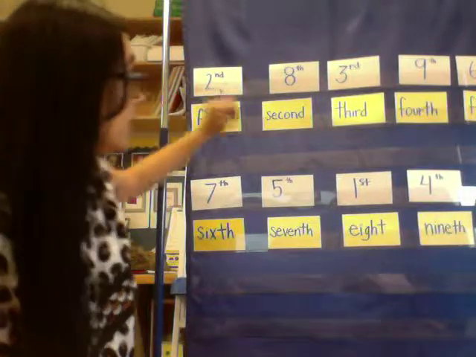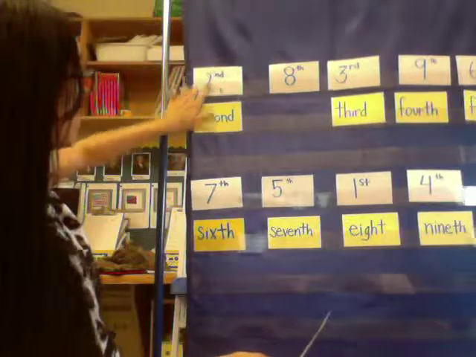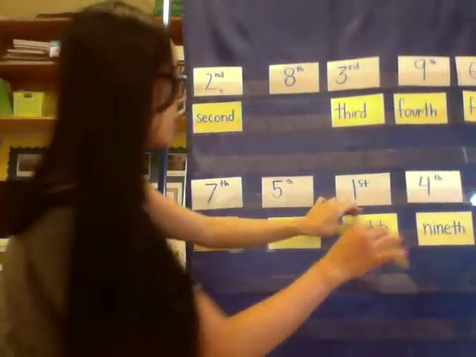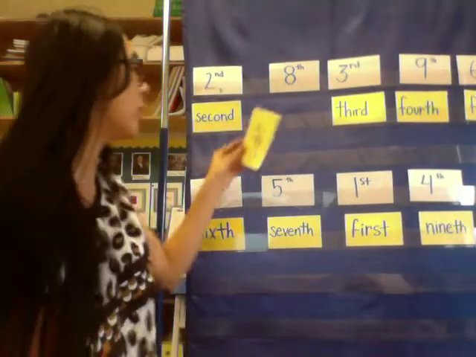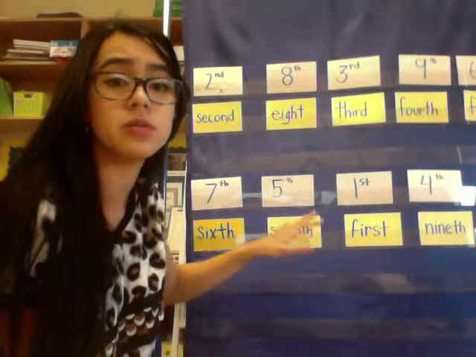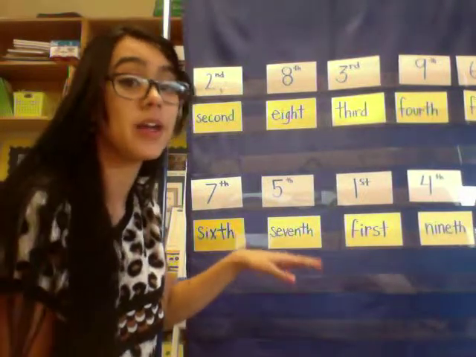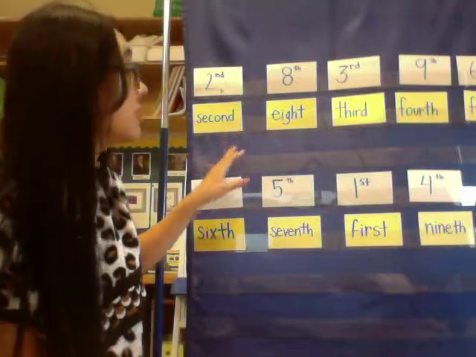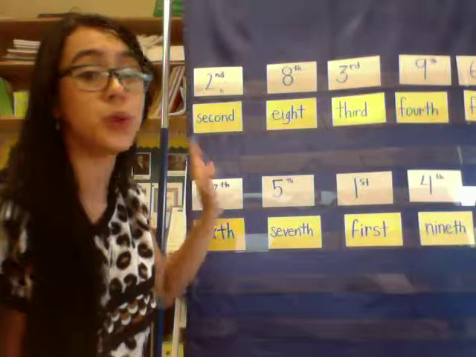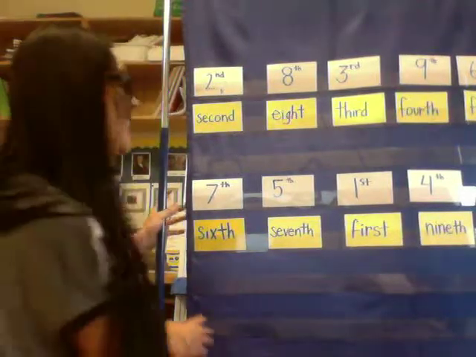So ideally, they will just match them like this. Second goes with second. First, I need to look for first. And they don't have to do them in order. At this point, what I'm really looking for is just for them to see if they can match that word form to the numeral form. And I don't expect them to necessarily do it in order, but just for them to find the word and find the number. I love this activity.